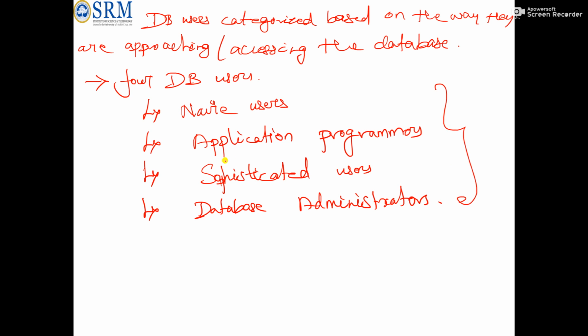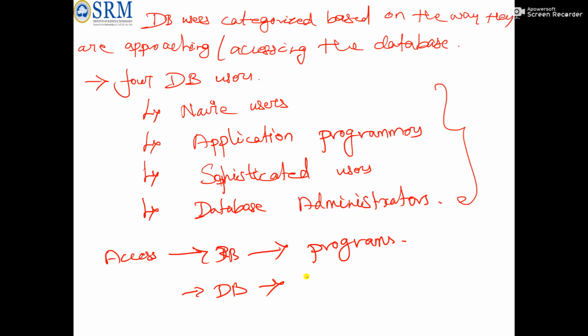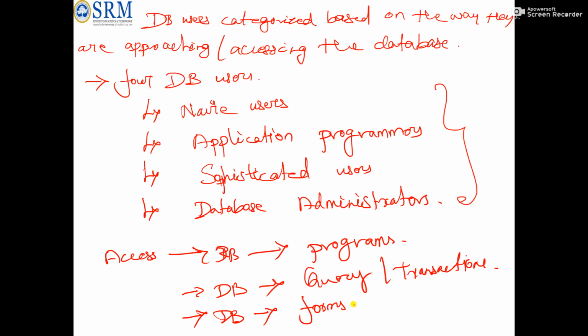Say for example, some users may access the database by writing certain programs, or some may access the database by using only queries, that is, by using only transactions, and some may access the database only by way of forms.